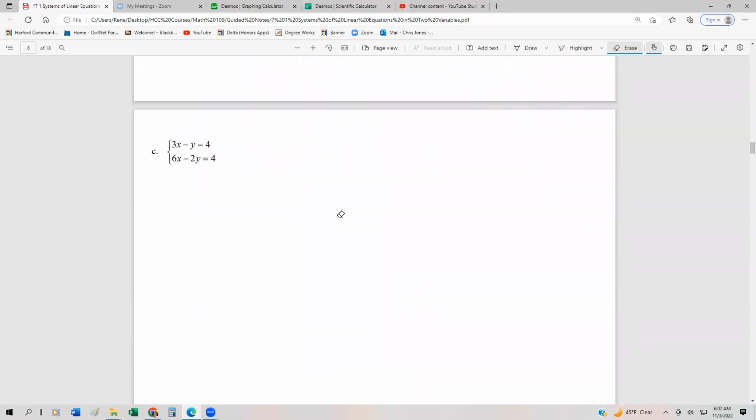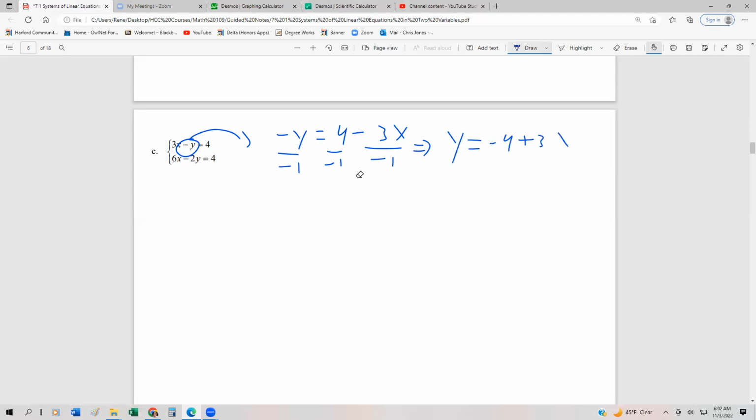All right. A third example, we have 3x minus y equals 4, and then we also have 6x minus 2y is equal to 4 as well. Always pick the equation that has the smallest coefficient, or the one that's closest to 0. In this case, that's going to be negative y. I'm going to start by subtracting 3x from both sides. So negative y equals 4 minus 3x. And then I'm going to divide by negative 1. And so that's going to yield y equals negative 4 plus 3x.